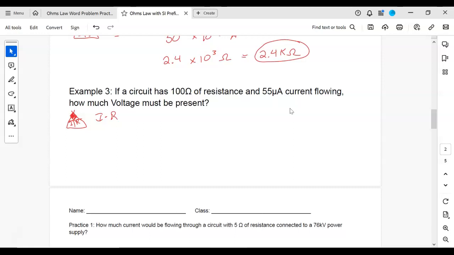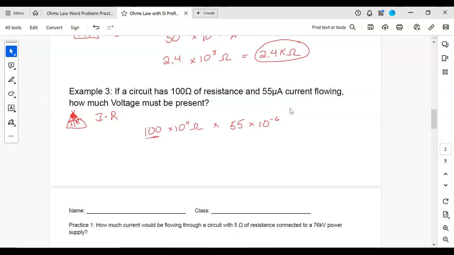So first thing we're going to do is write out what we're going to be multiplying. So we have 100, and then this is going to be times 10 to the 0, because it's just the 100 by itself, ohms. And we're going to be multiplying that by this 55 times 10. This is our mu, that Greek letter mu. That is standing for micro, so that's times 10 to the negative 6th.